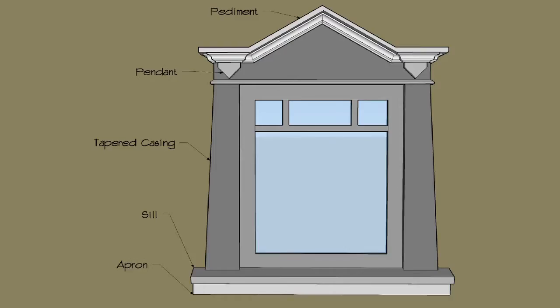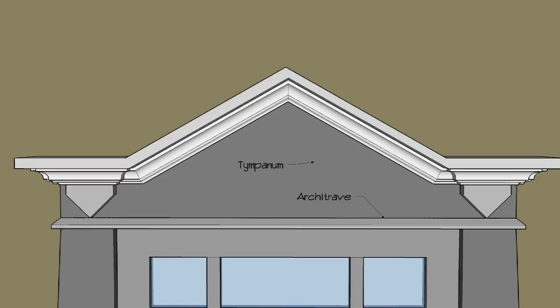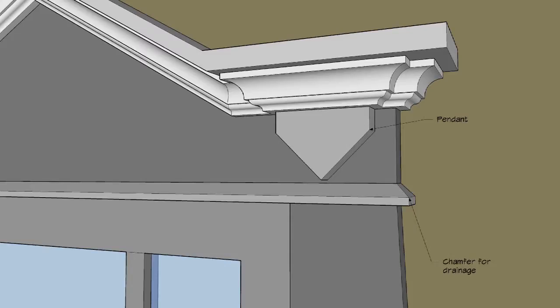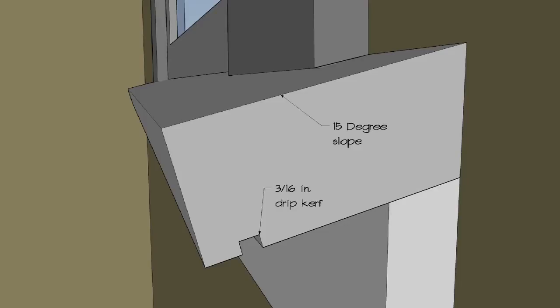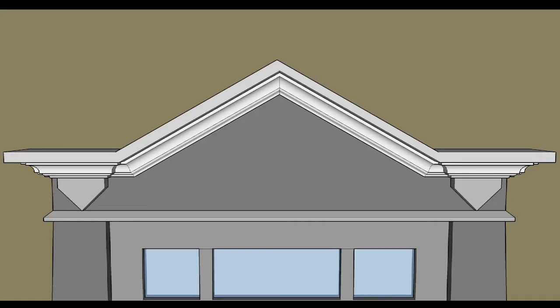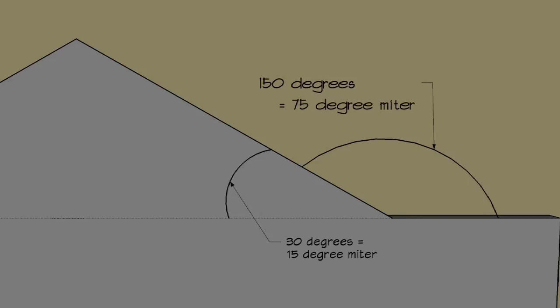The trim around this window actually fits into several periods. The Greek Revival pediment has a Victorian or Italianate look because of the Gothic pendants. The tapered casing gives it a craftsman look, too. Each of the details is designed for durability. There are no flat surfaces. Water drains off quickly. But the angles on the pediment are chosen very carefully, so they'll make a carpenter happy. The pediment rises at a 150-degree angle, so the pitch is 30 degrees. That makes it easy to miter on a miter saw. A 30-degree pitch is mitered at 15 degrees.